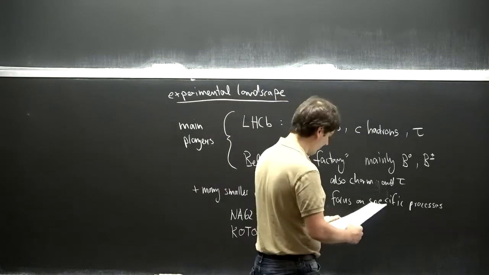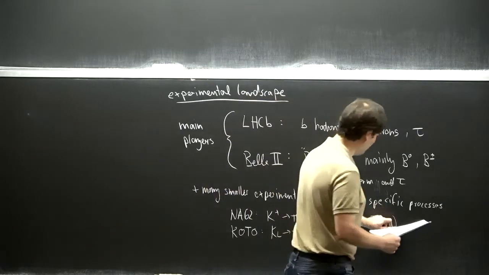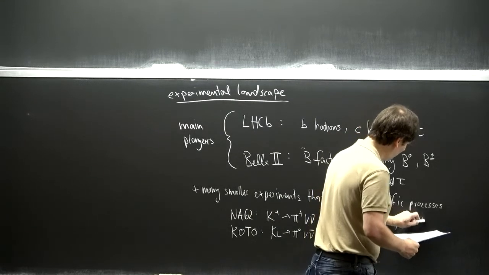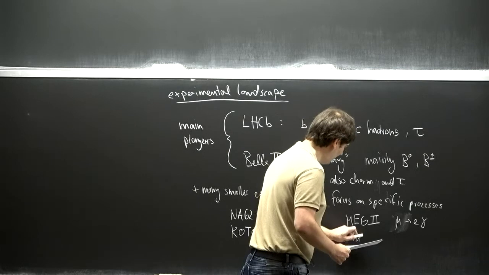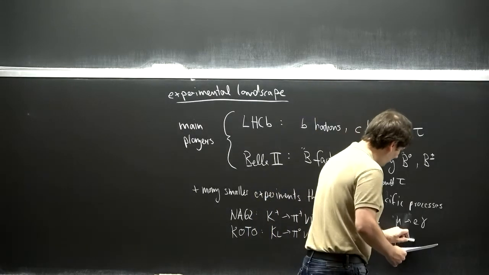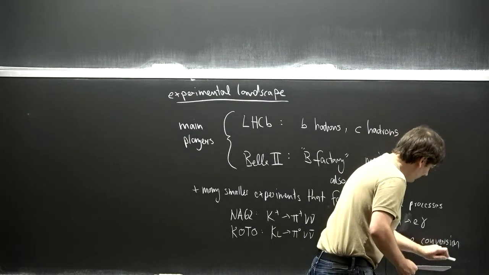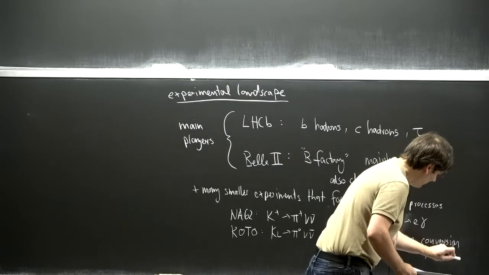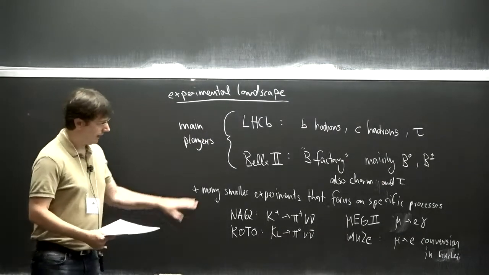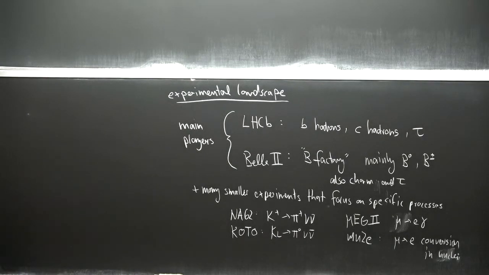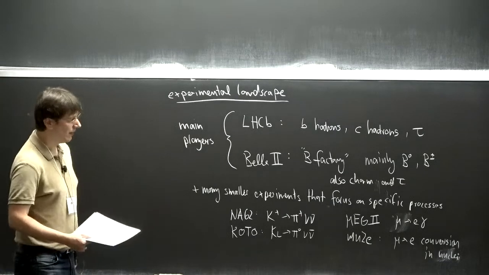There are various experiments that also look for flavor transitions in the lepton sector. The MEG II experiment, for example, that will be looking for mu to e gamma, so a flavor changing process in the lepton sector, or the Mu2e experiment that is looking for mu to e conversion in nuclei. And there are various other experiments which make precision searches for processes that are extremely rare or absent in the standard model, or precision measurements of things that do exist in the standard model but have very suppressed rates.